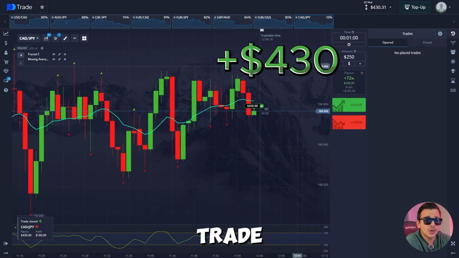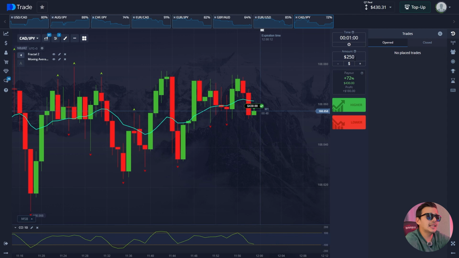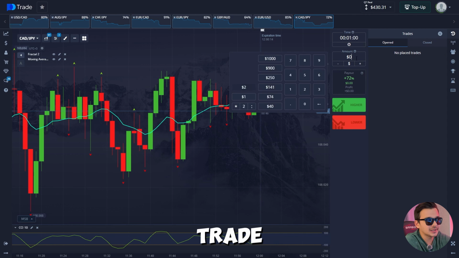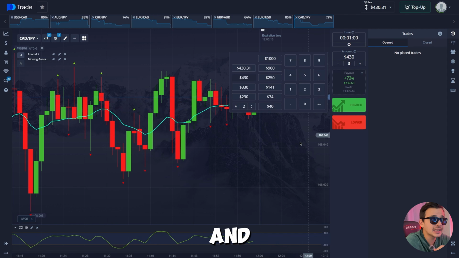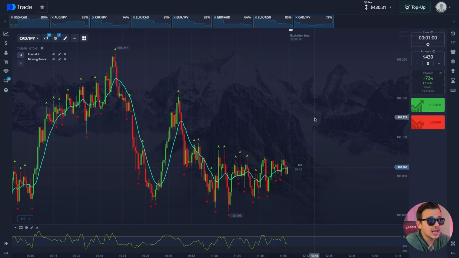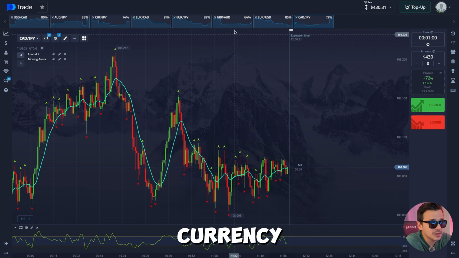And the next trade we have closed also in plus. Let's change the amount of the value of the trade, put again the maximum, and continue our trade. Let's choose the next currency pair.